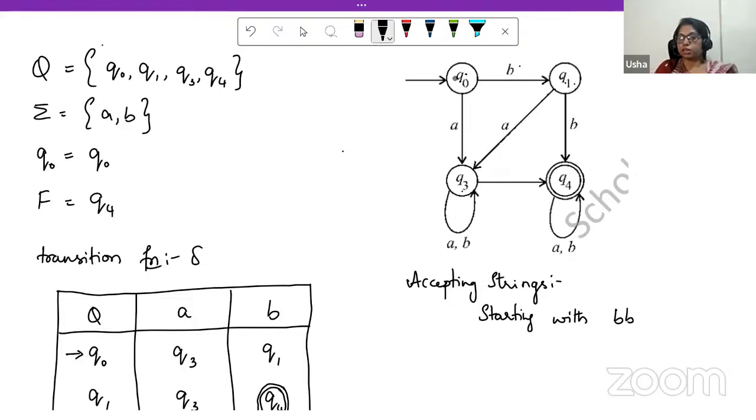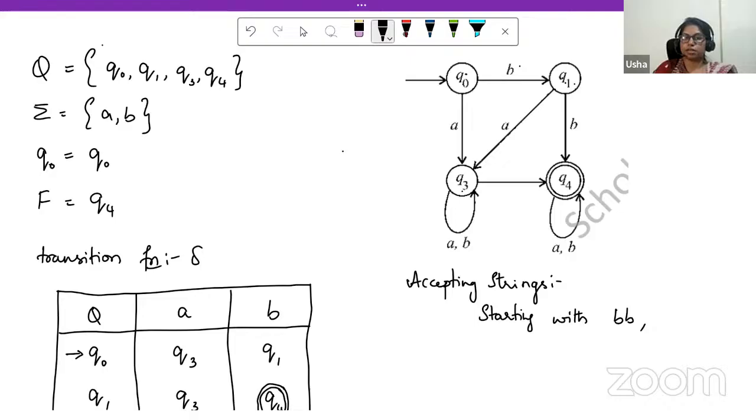From the initial state, you pass B and then it goes from Q0 to Q1. Again B, from Q1 to Q4 it will go. That's it. It is an accepted string. Suppose you have BBA. First it is B, then B, goes to Q4, then A. Whether A or B, once it goes to Q4, it stays there only. So after this, whether you give any number of A or B, it remains in Q4 only.